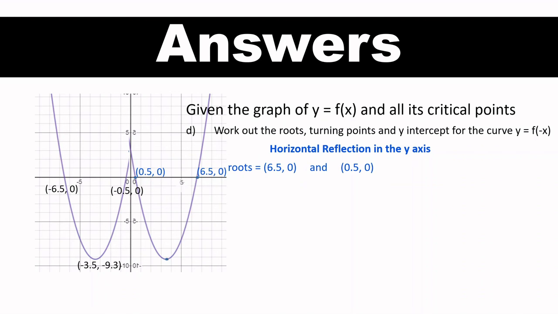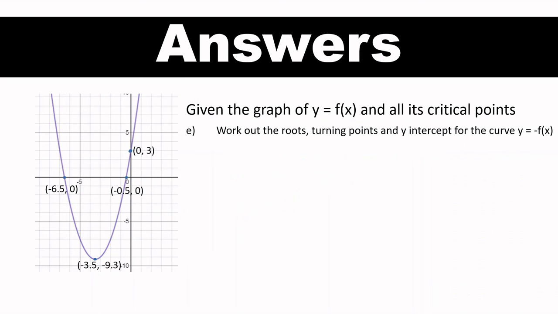My minimum point also reflects across the y-axis. Its previous distance from the y-axis was negative 3.5, so its new position is positive 3.5, negative 9.3. And my y-intercept, which was on the y-axis, remains on the y-axis. So my new y-intercept is still the point 0, 3. Next, if I were to graph y equals negative f of x, that negative is outside the brackets, so this is affecting my y-coordinates. Each of these points will reflect across the x-axis.